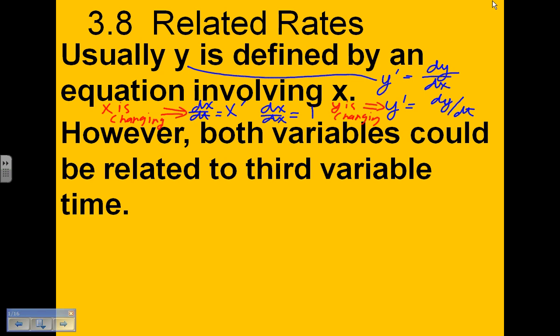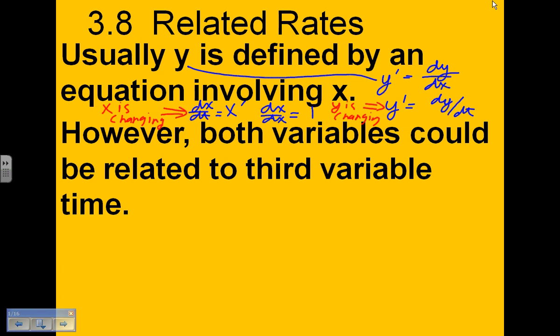And how are they changing? With respect to time. As time marches forward, how are they changing? Is one getting bigger? Is one getting smaller? If so, how fast? That's a rate. The rates are related by time. Okay?